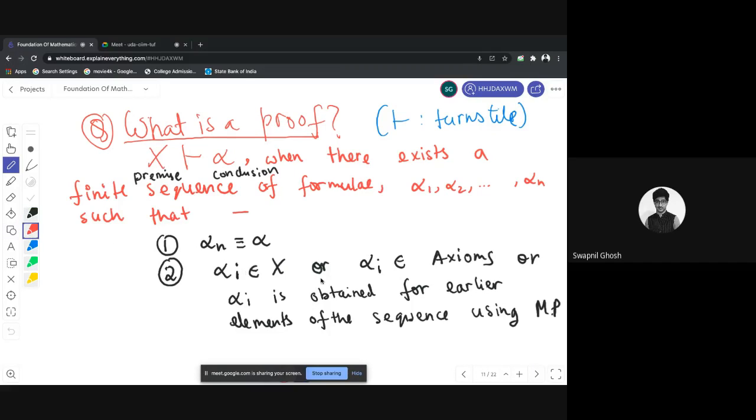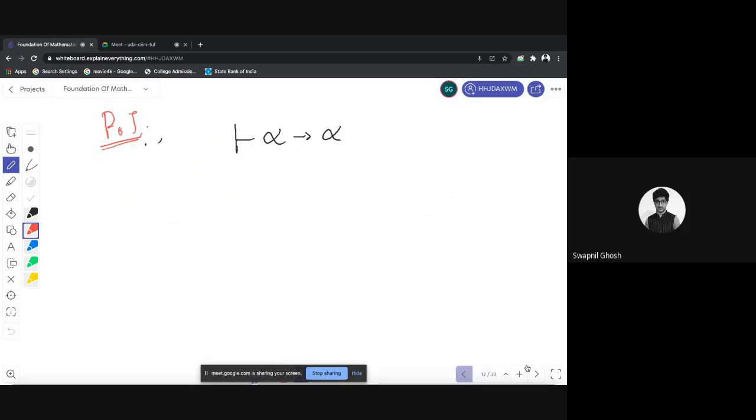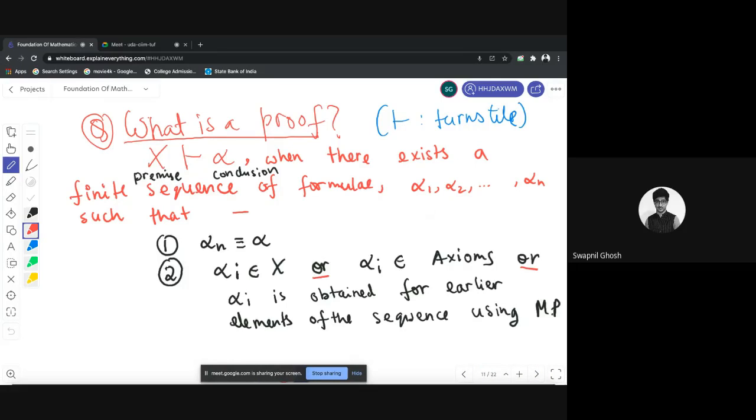So what it says is that in this sequence of formulae, of course alpha n has to be alpha, and each alpha i either has to be a part of X, or has to be an axiom, or can be obtained from earlier elements of the sequence using modus ponens. Let me give an example of a formal proof to explain what we mean by a proof.